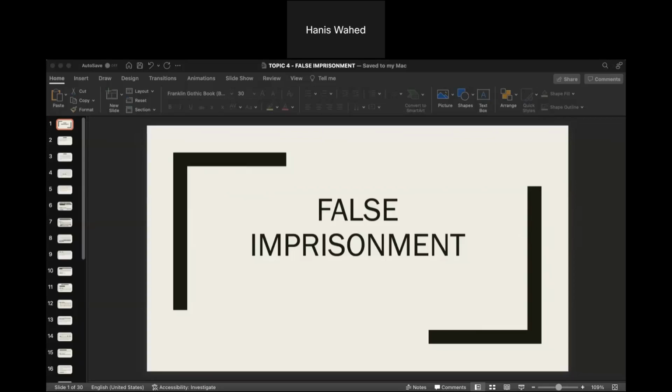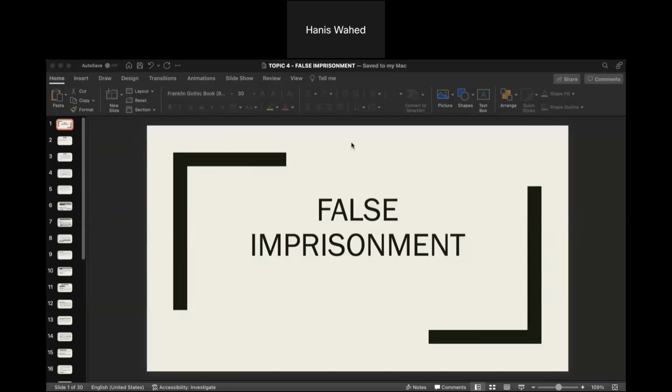Before this, we already discussed assault and battery. And for today again, we will discuss false imprisonment. So before that, we will look at what is the meaning of false imprisonment.